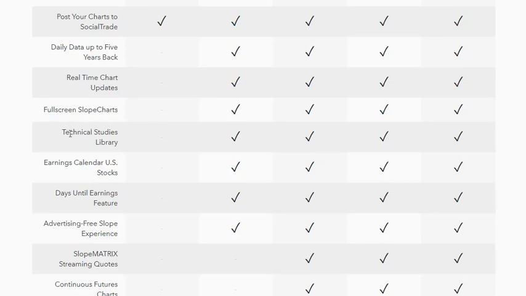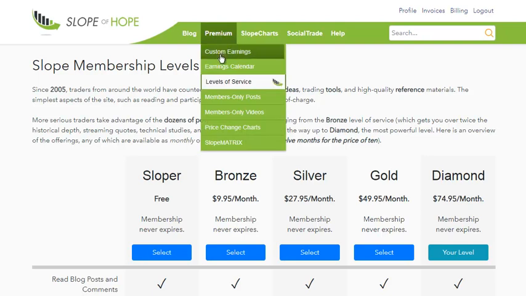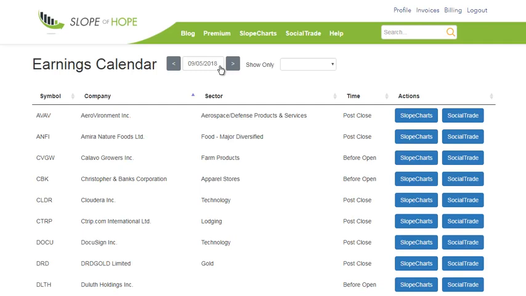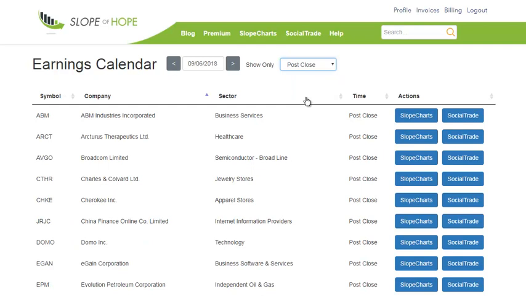You get access to the technical studies library. You also get an earnings calendar and a days-until-earnings feature. And of course, what I just said, the advertising-free experience. And by earnings calendar, I'm referring to this page right here, which shows you for all the stocks on any given day what's going to report before the market, during the market, or after the close. During earnings season, of course, this is especially helpful.